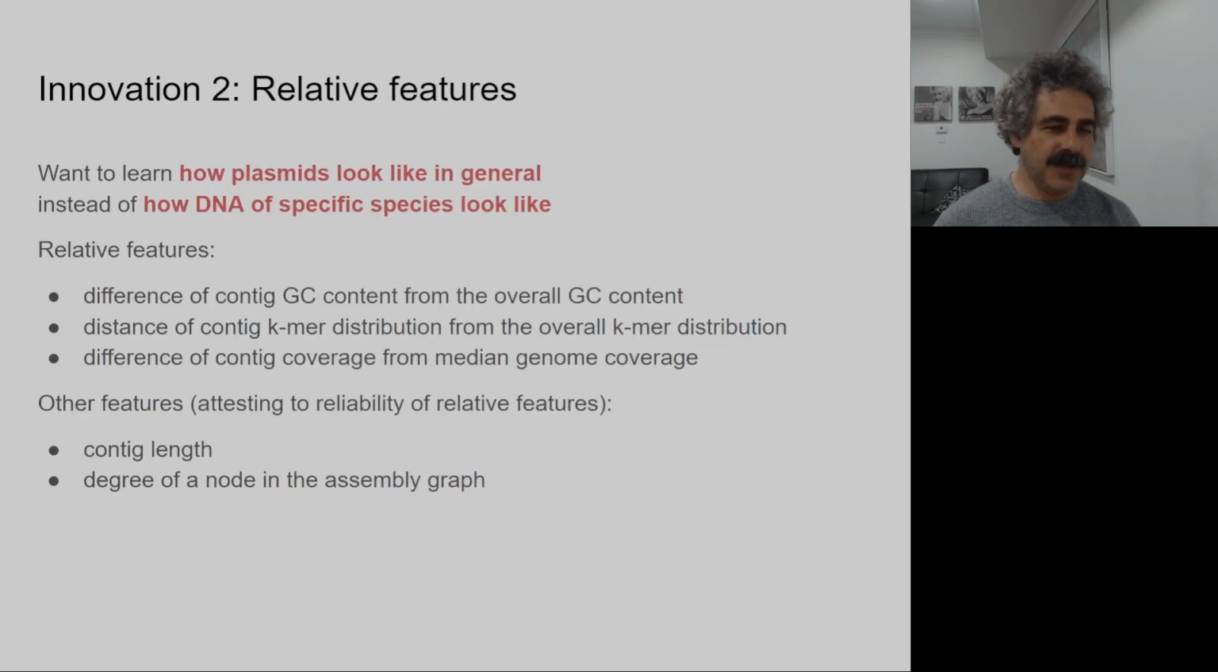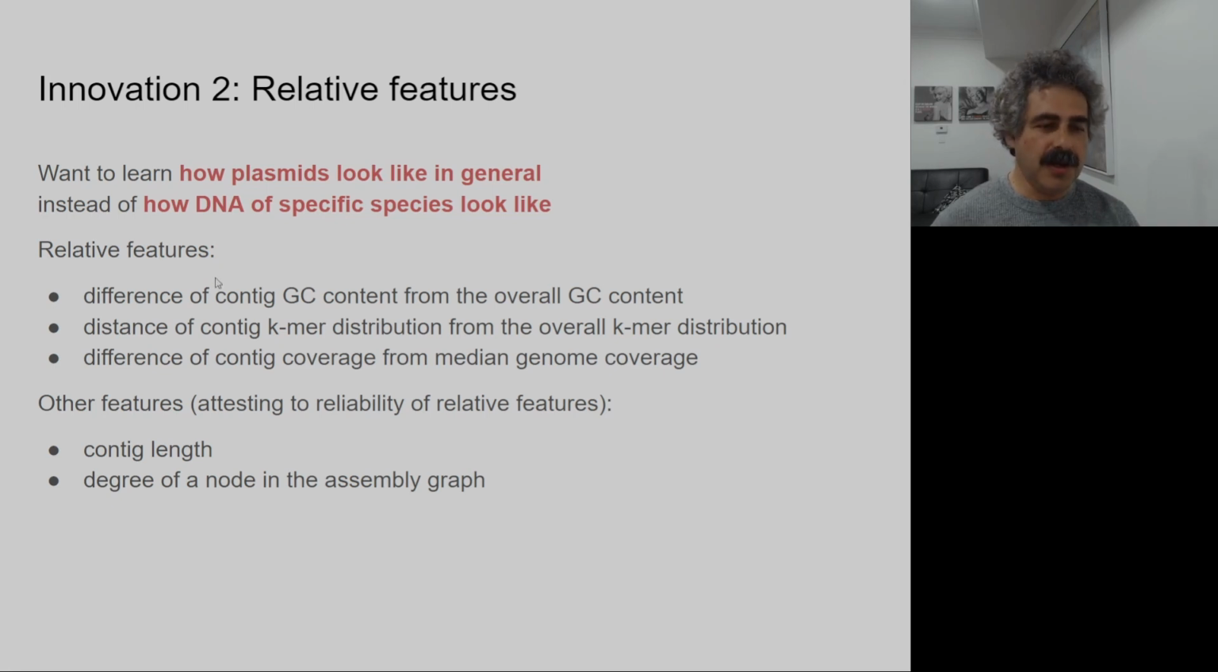The second innovation addresses a problem where many tools actually need to be trained for a specific species, and this is probably because in a machine learning process they learn what the DNA of a specific species looks like, but do not learn general features of how plasmids differ from core genomes. In order to do that, we have introduced relative features that mask the features of specific genomes.